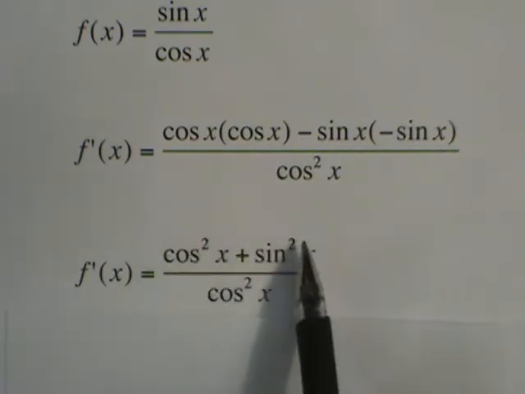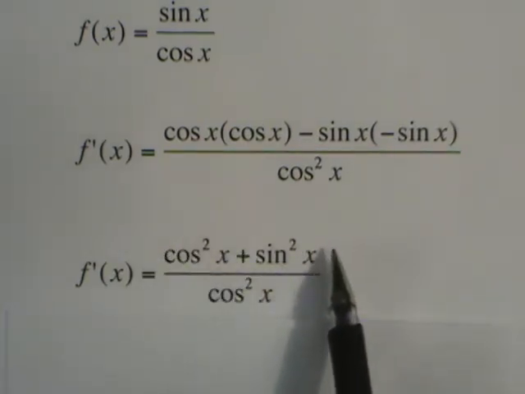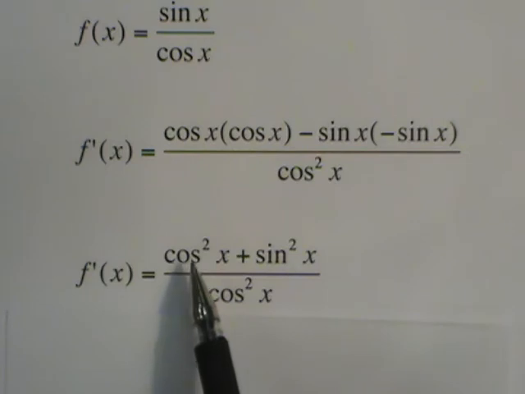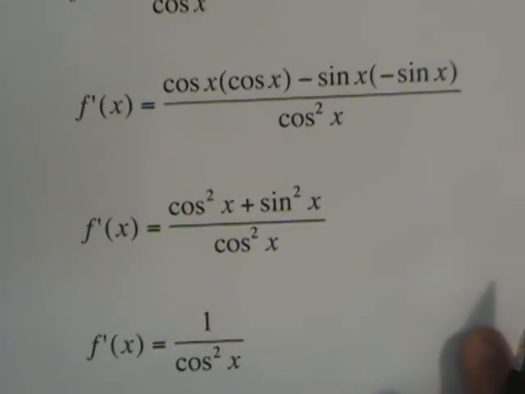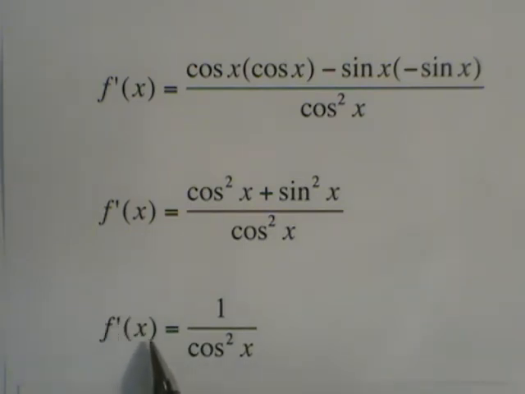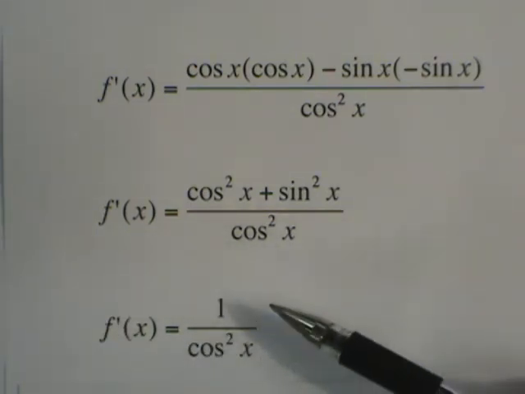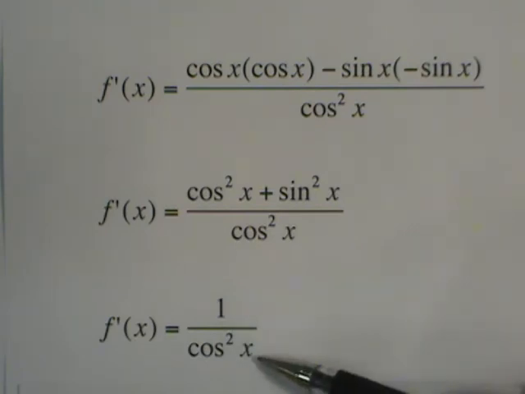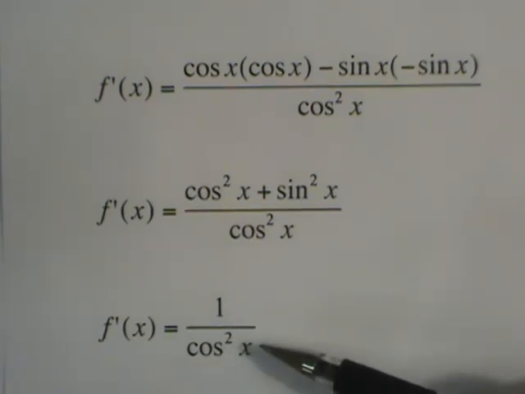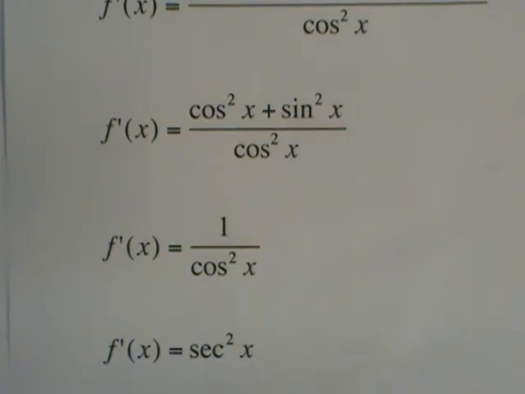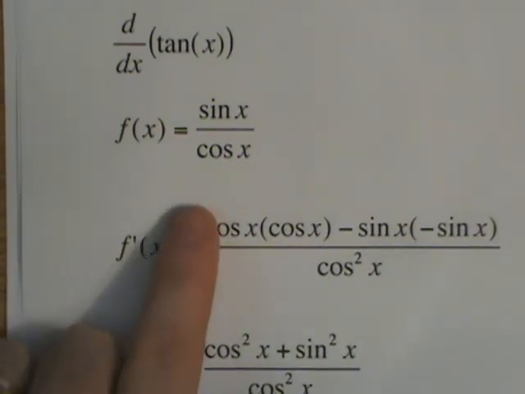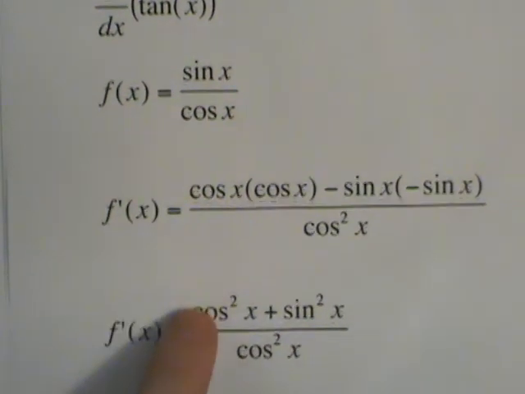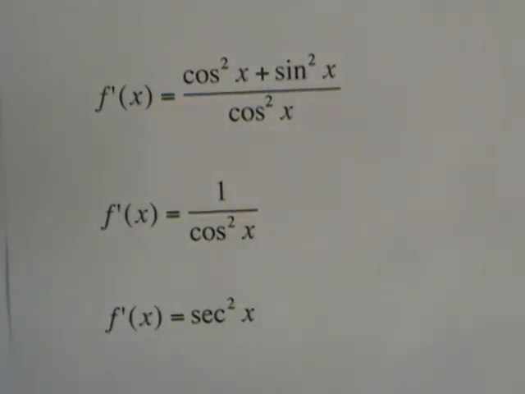This numerator is one of our Pythagorean properties for trigonometry. Cosine squared plus sine squared is 1. And so this becomes f prime of x equals 1 over cosine squared x. And remember, as an identity, 1 over cosine is secant, so 1 over cosine squared would be secant squared x. And we show by using the quotient rule that you can go from tangent x, take a derivative, and it gets you to secant squared.